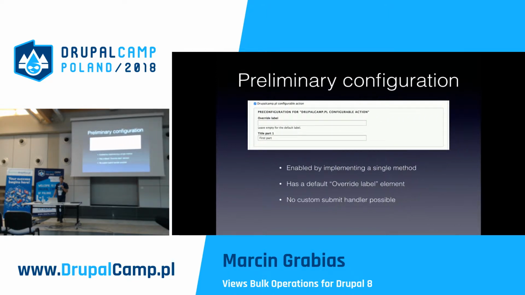Now the preliminary configuration is the configuration you can do on the Views admin page. It is also enabled by implementing a single method in the action class. It has a default override label element, and it doesn't have any custom submit handler. So the values that are sent by the form are directly saved to the action configuration area.